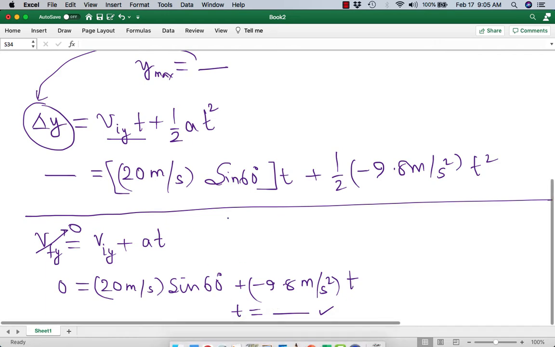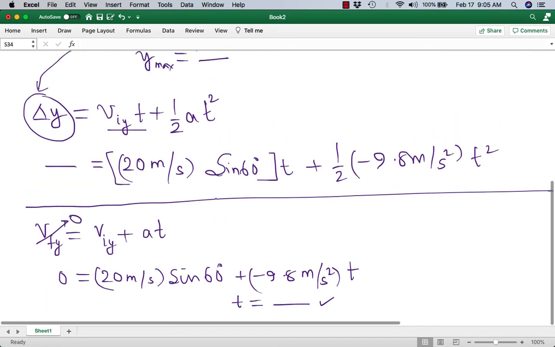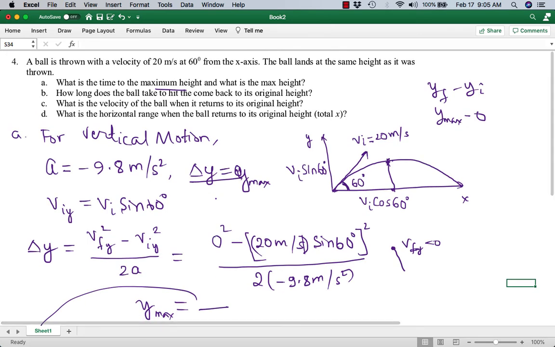That's part A. Let's look at part B. So part B is asking how long does the ball take to hit the... I think there is some problem with the wording here. So it's asking for the time for the ball to hit the ground. Okay, so the time to cover that range, or starting from here and then back again to the same level.